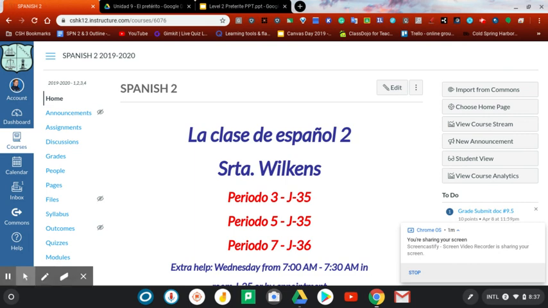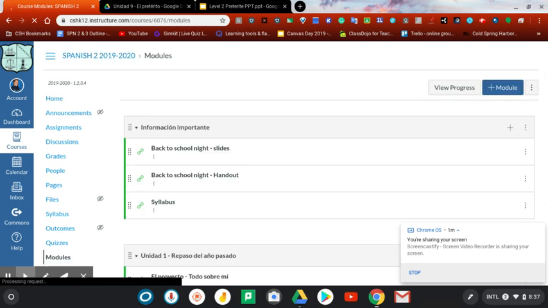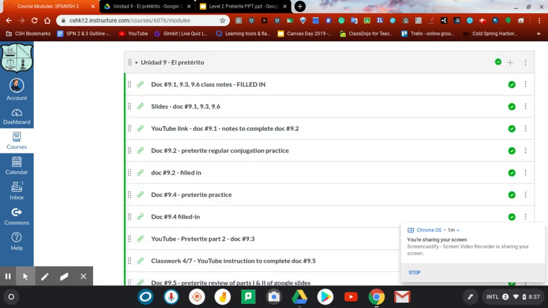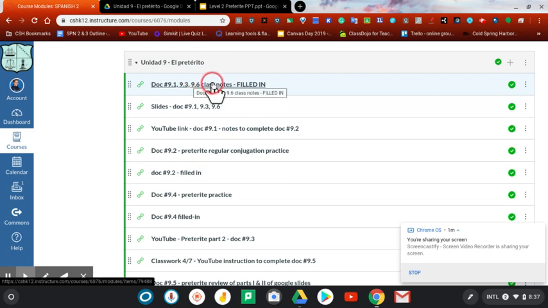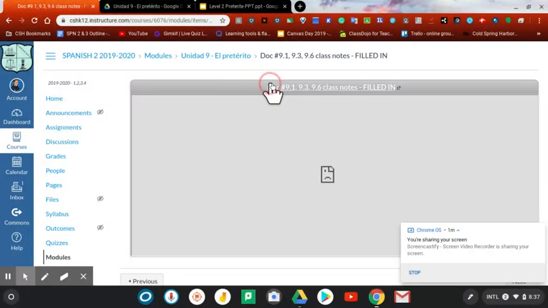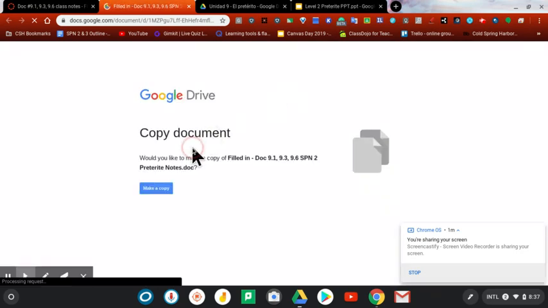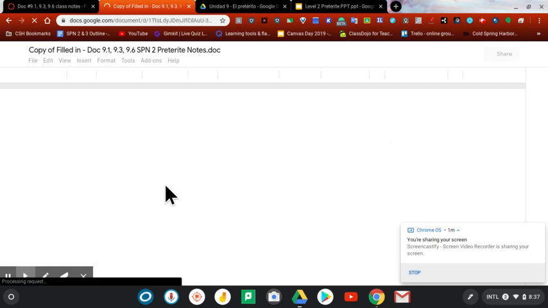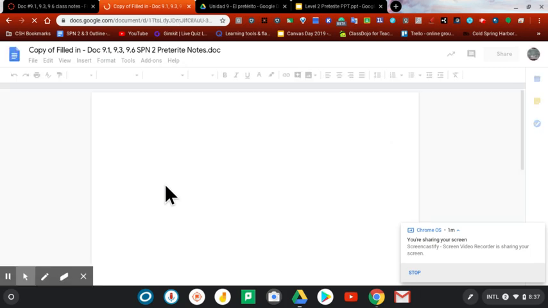you always want to make sure you go to modules. Right now, we're currently working in module 9, so everything that you need is in here. So for example, if you want to open up the filled in class notes, what we're going to start working on today is Doc 9.6, which is the last part of the notes. When you get here and you see this gray screen, please make sure you're clicking the top link. That is what's going to allow you to open up the document. You will need to make your own copy, but you can access everything that way.